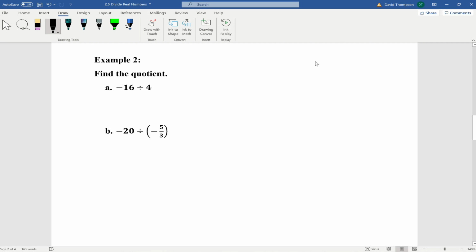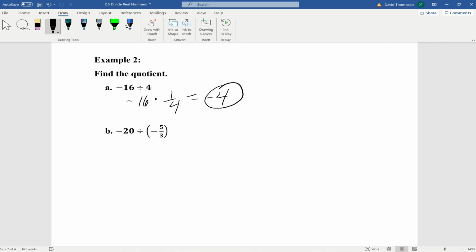Example 2, it says find the quotient. So we're dividing negative 16 divided by 4. So we can rewrite that as negative 16 times 1/4. Negative 16 times 1/4 will give me negative 4, and we are done.